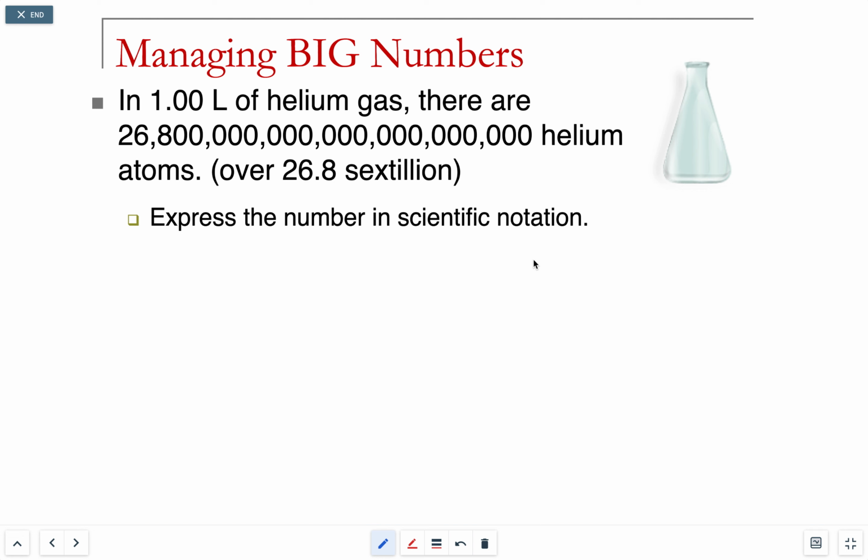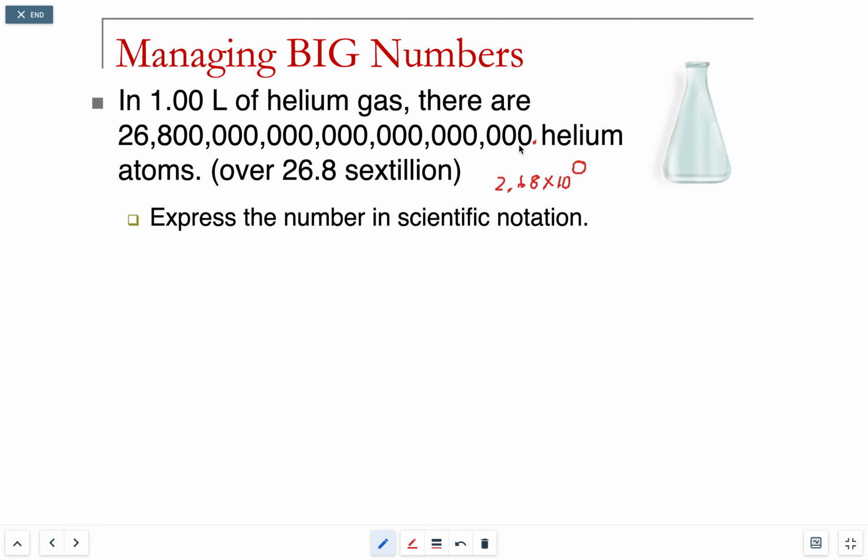So let's look at this. If you've got a liter of helium gas, say in this Erlenmeyer flask, there are roughly 26.8 sextillion helium atoms. Look at all the zeros in here. If we want to express this number in scientific notation, and we do because no one really wants to write out this massively large number, in scientific notation it's much more compact. We would start by counting how many powers of 10 we need to multiply our number by. So we need to get it in this notation: 2.68 times 10 to some power. So here's my decimal point.